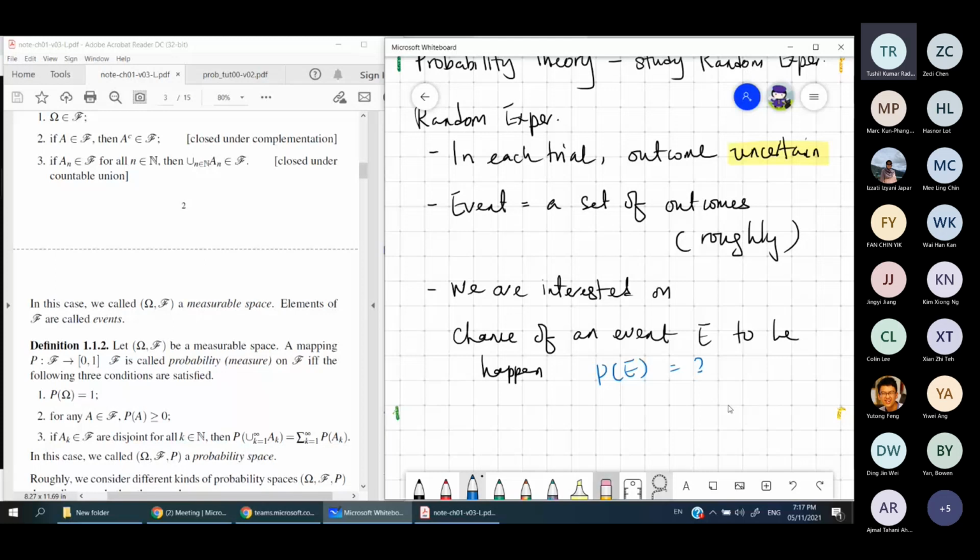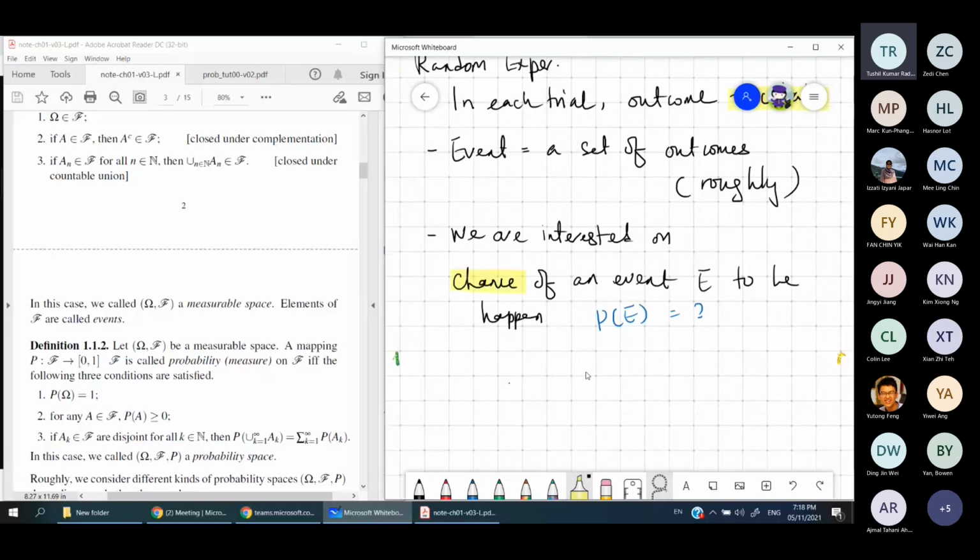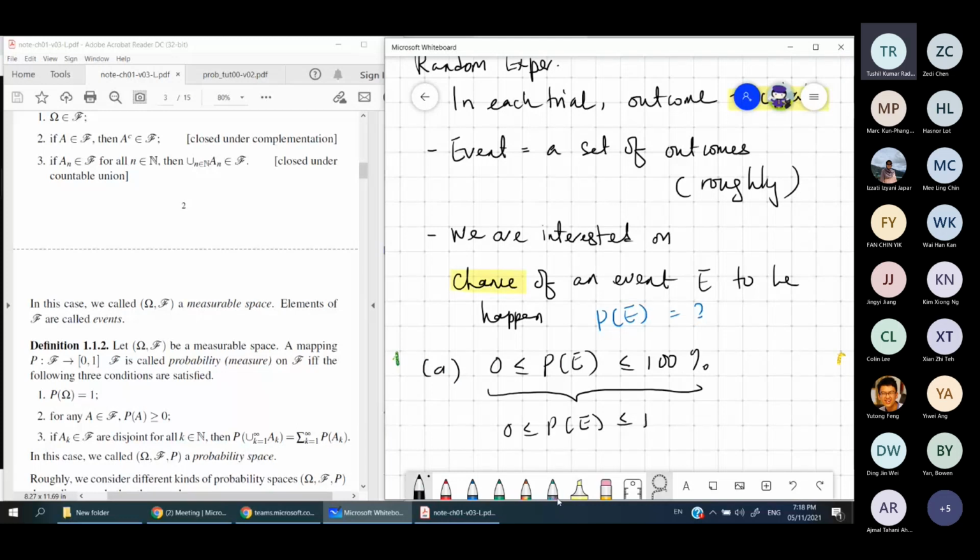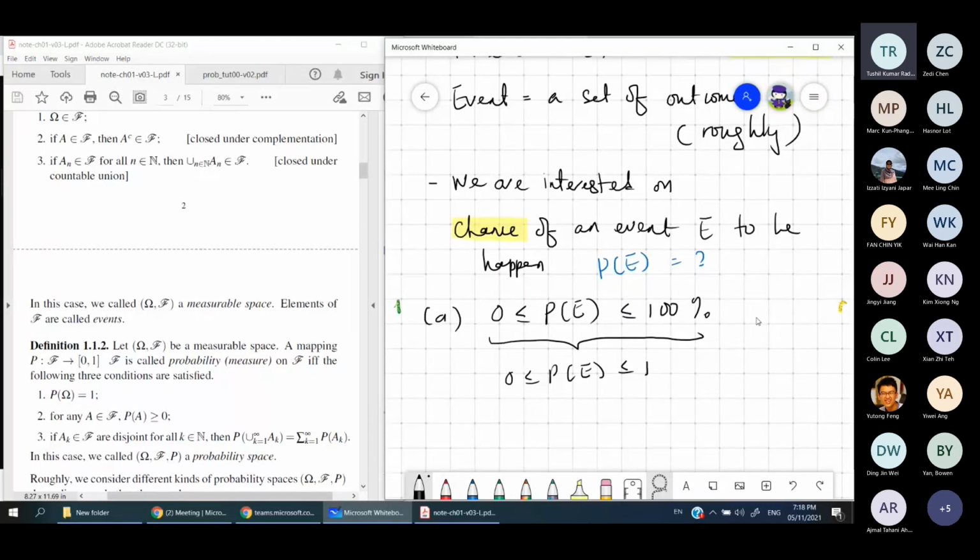Then we are talking about the chances. So we have to see what the behavior of chances is. First of all, a chance cannot be negative, right? It must be 0 to 100%. We can always normalize 0 to 100% to be 0 to 1. So we can simply say P(E) must be between 0 and 1. That's the natural behavior the chance of an event must have.